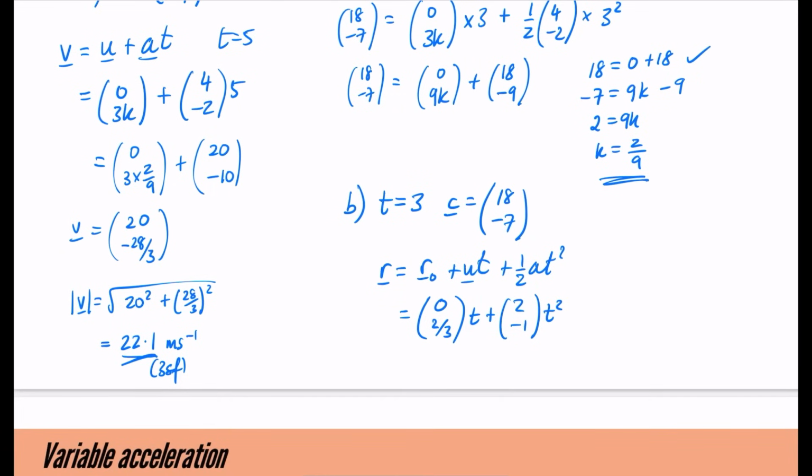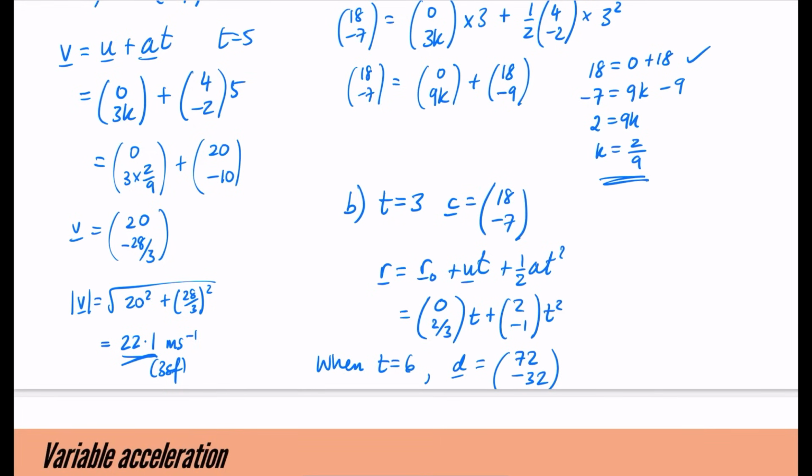So now I can say, let's find out what the position vector is when t is equal to 6. So this is where D is going to be. Well, I'd have 0 times 6 plus 2 times 6 squared. And 2 times 6 squared is 72. And then I'll do 2/3 times 6 minus 1 times 6 squared. I'm just looking at the j components of these ones here, and I get minus 32.